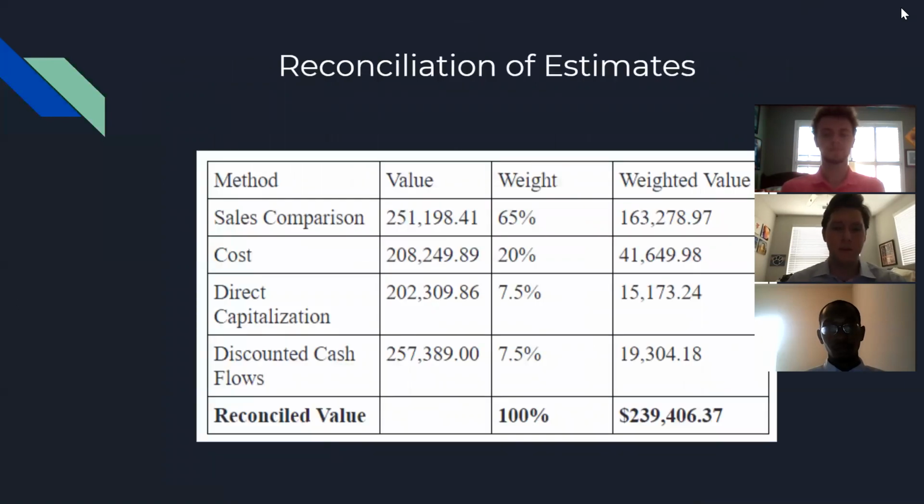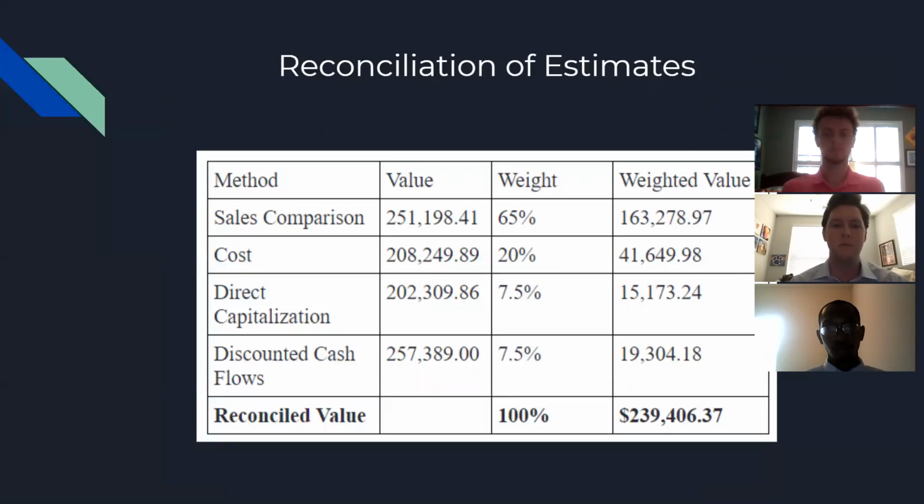And so this is the reconciliation of all of our estimates. In regard to weight, the sales comparison is the most appropriate since it's a single family home, so we gave 65% of the weight to that. Cost is definitely more geared towards specialized buildings, but there's still valuable information to be found in using it, so we gave it a 20% weight.